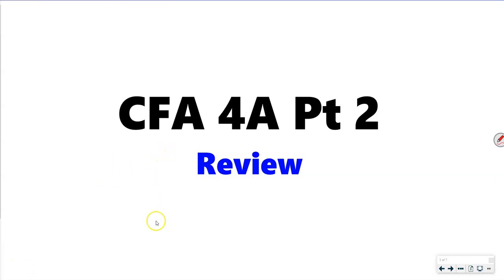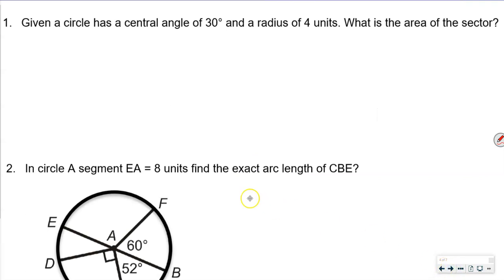So in this video, we're going to go over the CFA 4A Part 2 video review. So it says, given a circle has a central angle of 30 degrees and a radius of 4, what is the area of the sector? So hopefully you remember our formula for area of the sector.